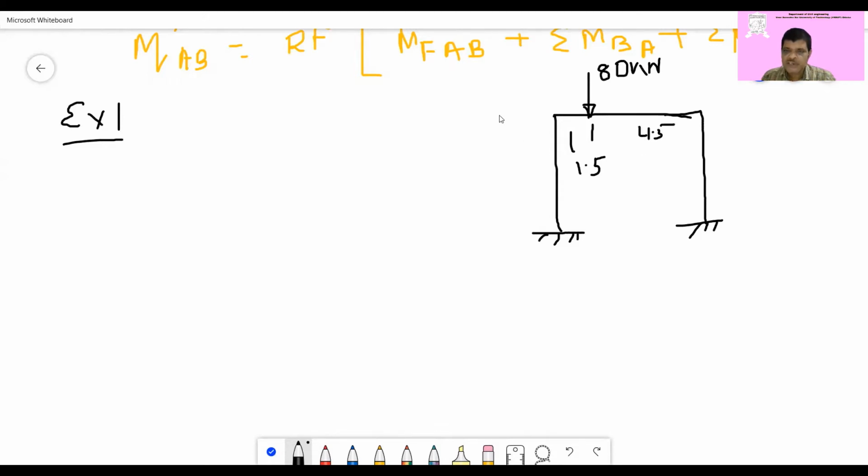So total comes to 6 and the height of the column is 3 meter. Height of column is 3 meter from here to here. And the moment of inertia, here the moment of inertia is I, here the moment of inertia is I, and here the moment of inertia is 4I. Here the moment of inertia is 4I for this part. Now this is A, B, C and D.